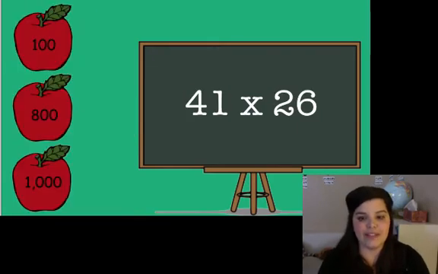Let's try this one. Same scenario of multiplying these two numbers together. I want an estimate, but this time I'm giving you some choices. What is the most likely answer? 100, 800, or 1,000? Take some time, think about it.